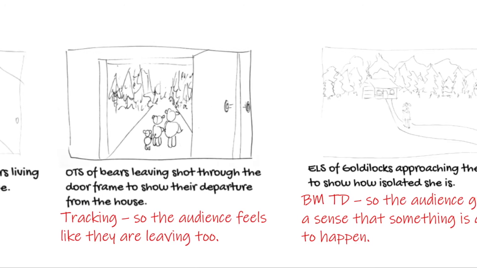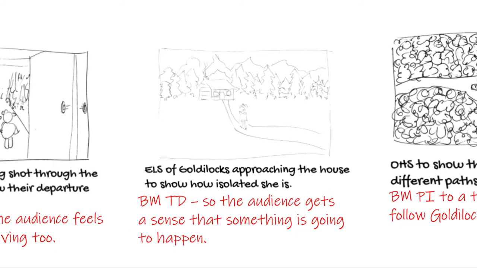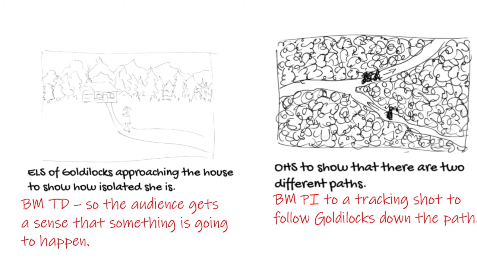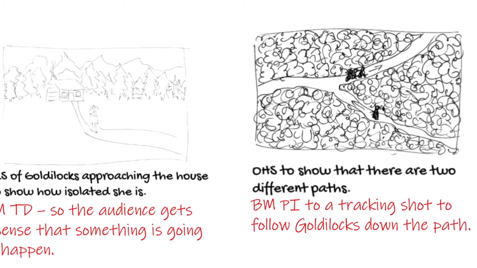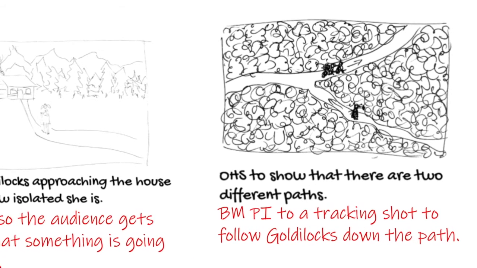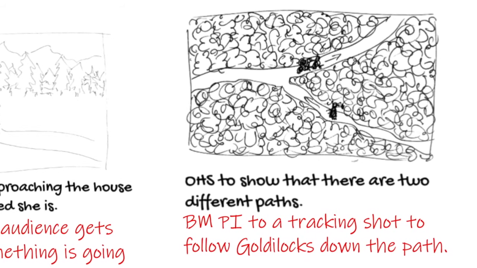Then we're going to fly up into the air, where I'm going to use a boom shot, but with a tilt down, so the audience gets a sense that something is going to happen. For my overhead shot that shows that there's two different paths, it's going to need to be boom because it's going to need to be high. But I'm going to push in so we move down into Goldilocks, and then we'll track her so that it feels as if we're following Goldilocks down the path towards the three bears' house.